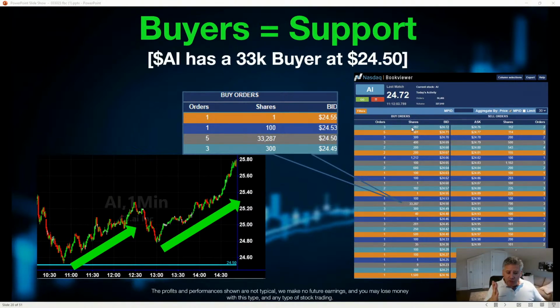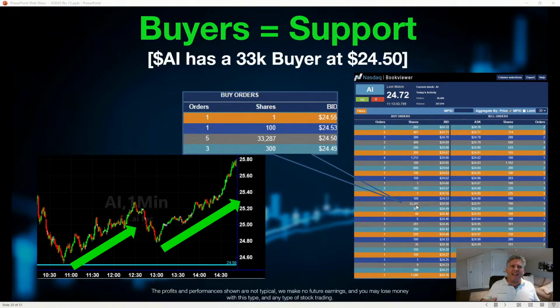Now, this is where the crazy part is. You got buyers at 24.72, 71, 70, 69. You got 200 share buyers, 300 share buyers, one share looking to be bought at 24.60. Kind of a joke right there, right? But as you're working down, there's 33,000.